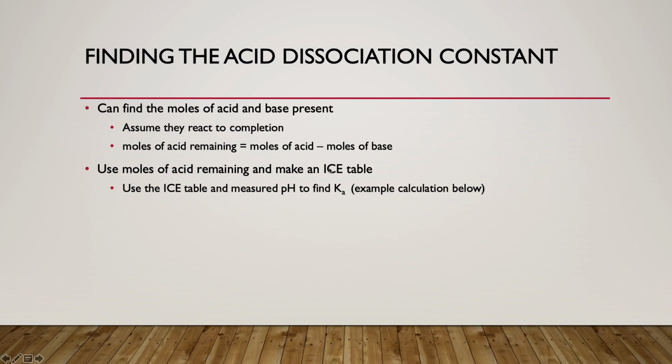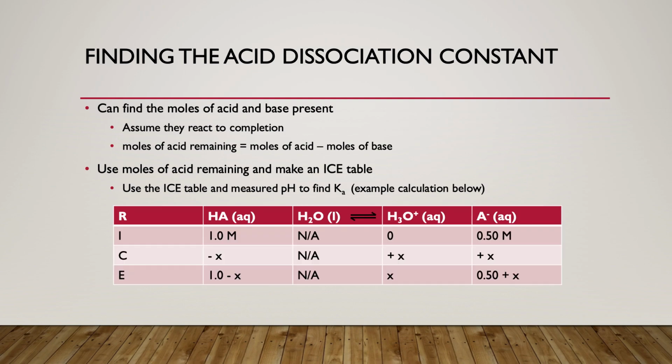then what we're going to do is make an ICE table, right? Because Ka, we talked about earlier, didn't have hydroxide anywhere in it. It was all about taking your weak acid, putting it in water, and seeing how much it breaks apart. So what we're going to look at is the reaction. We have our weak acid. We're going to put it in water, make an H3O plus and A minus.